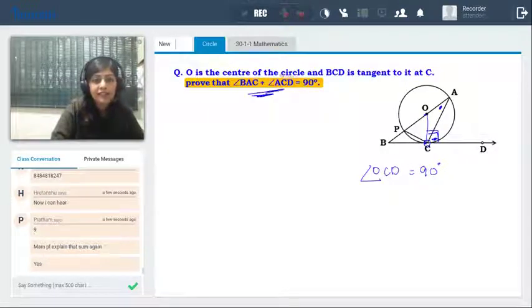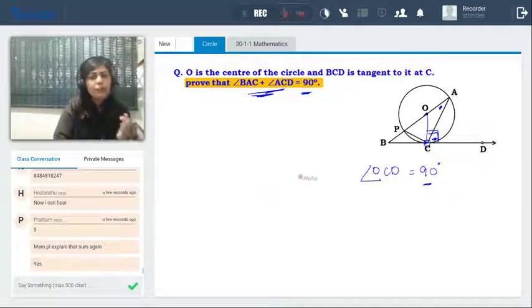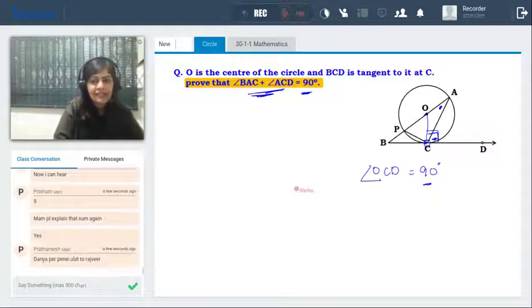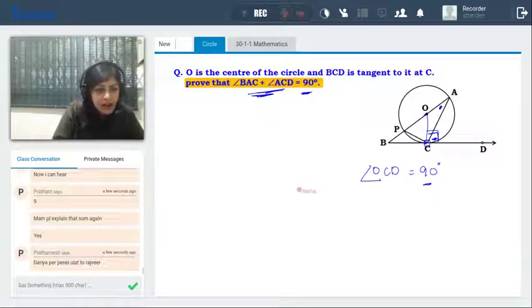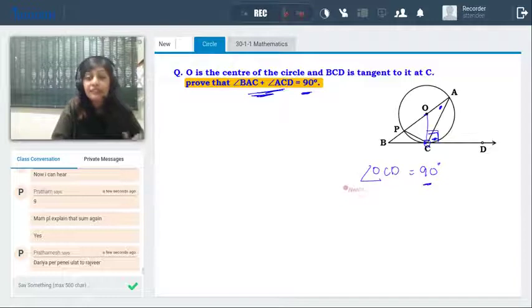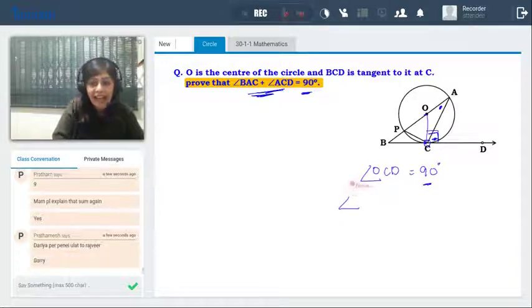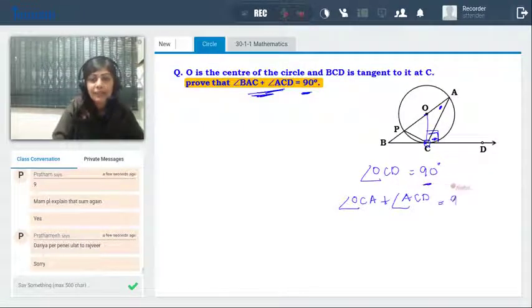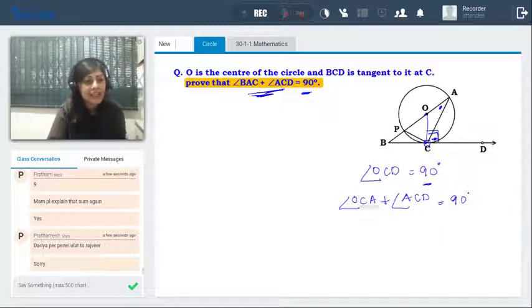So we have not got this. We need the sum of two angles to be 90, but we know that OCD is already 90. Now, is OCD a sum of two angles? Let's see, can I write OCD as angle OCA plus angle ACD? Yes, OCD can be written as OCA plus ACD, and that is equal to 90.